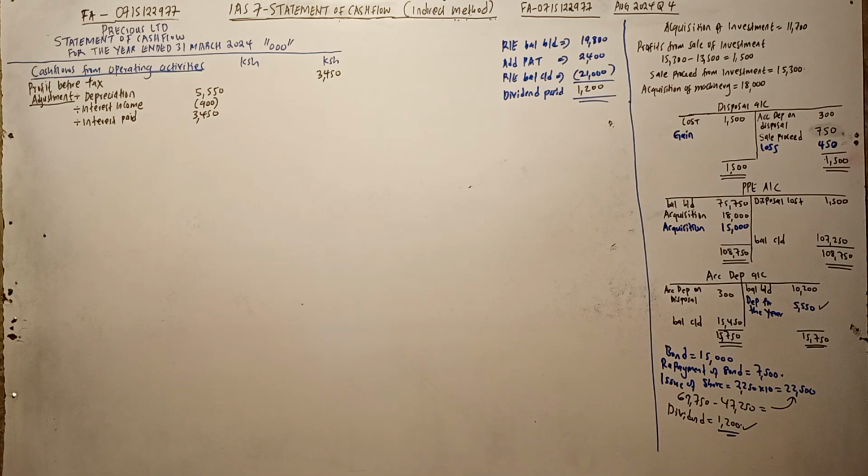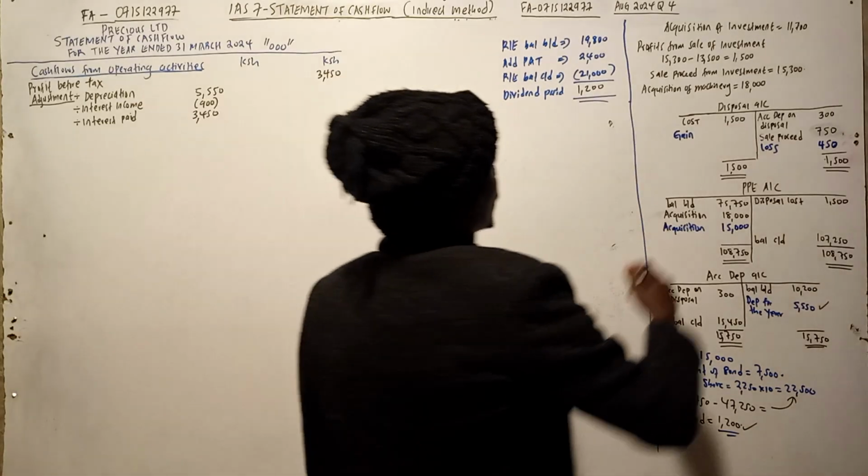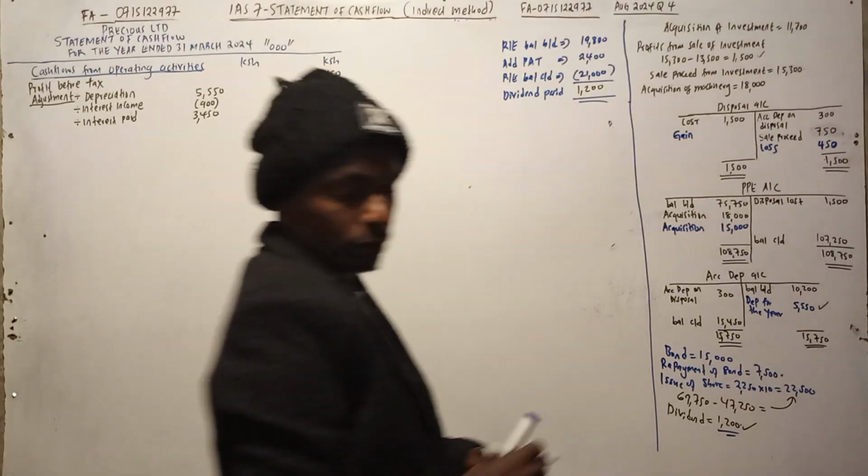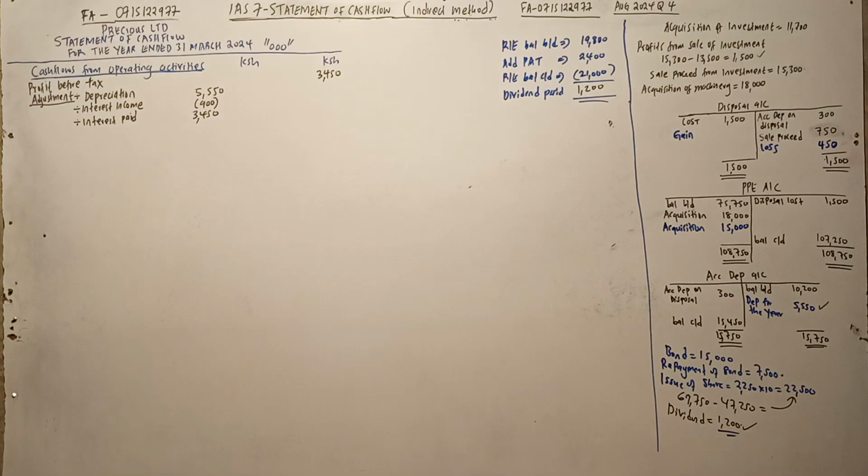Okay, having finished that, we have done depreciation, that one is okay. We have done interest paid, it's okay, and then we have done interest income. Then we have gain on sale of investment. Here it is, our profit from sale of investment, you can see it there: 1800.